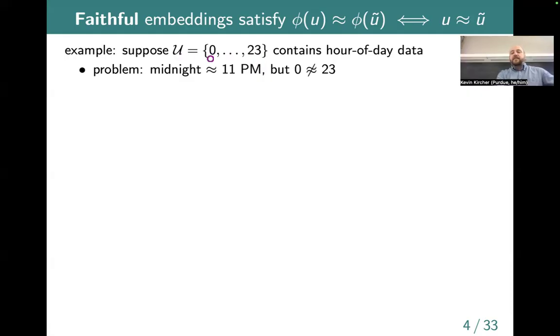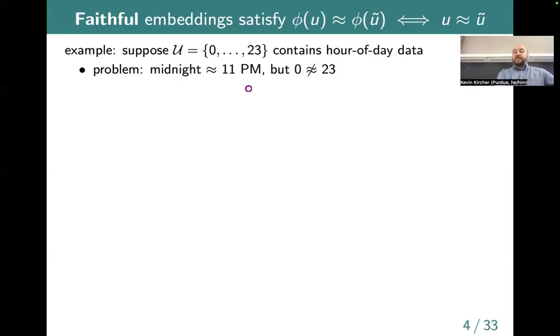So this is the set of possible input data for this feature, the hour of day variable. And we want to come up with a faithful embedding so that if the hours of day are similar, then our function phi of u, the embedding, is similar. One idea would be to use this directly as our feature, just directly putting into the model an integer between 0 and 23.